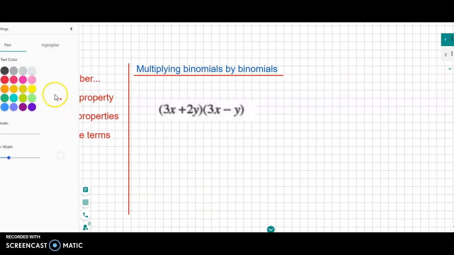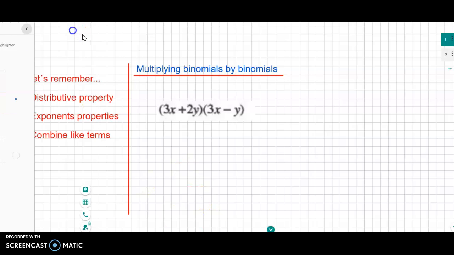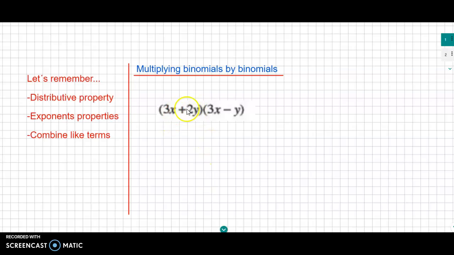All right, guys, so let's start here with this example: 3x plus 2y times 3x minus y. So we have two binomials. The first one is 3x plus 2y, and the second one is 3x minus y. We are going to start using the distributive property here. We start with the first term, multiplying 3x, the first term, by the first term of the second binomial.